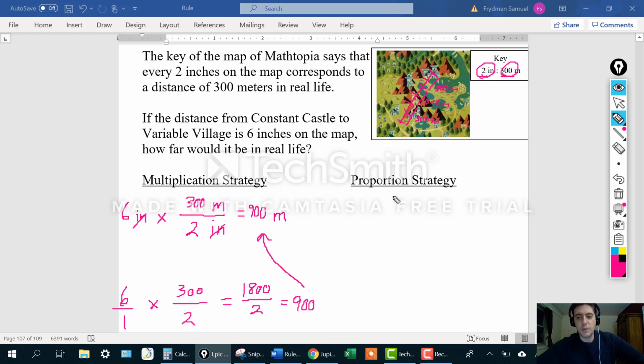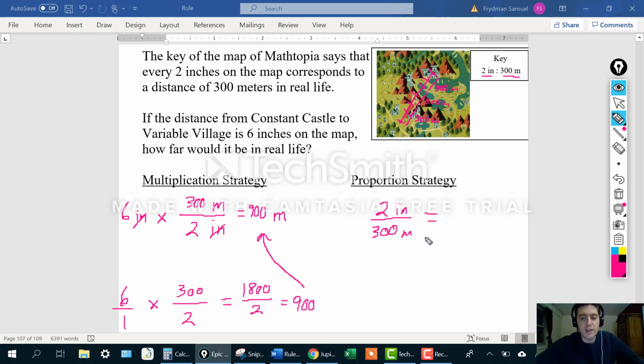Now let's move on to the proportion strategy, which I think is probably a little bit easier. For the proportion strategy, we're just going to take the numbers in the key and write them in fraction form. And make sure that you write them along with the units. That's very important. So we have 2 inches, okay, that's from the key. I'll put that over 300 meters.